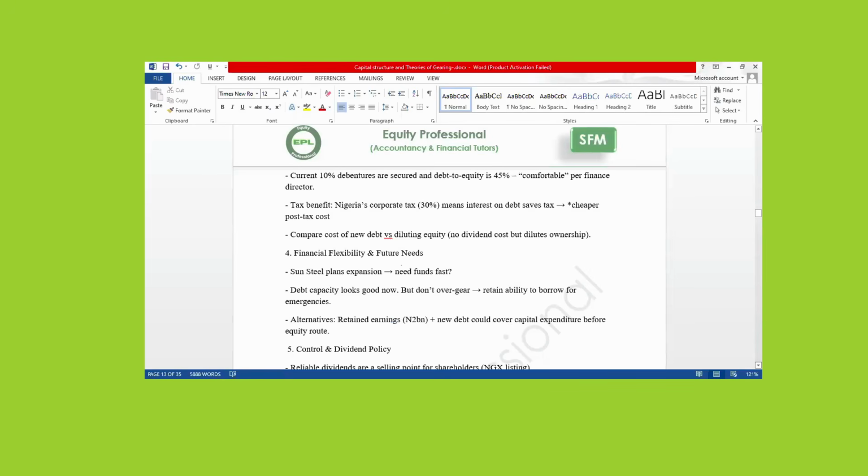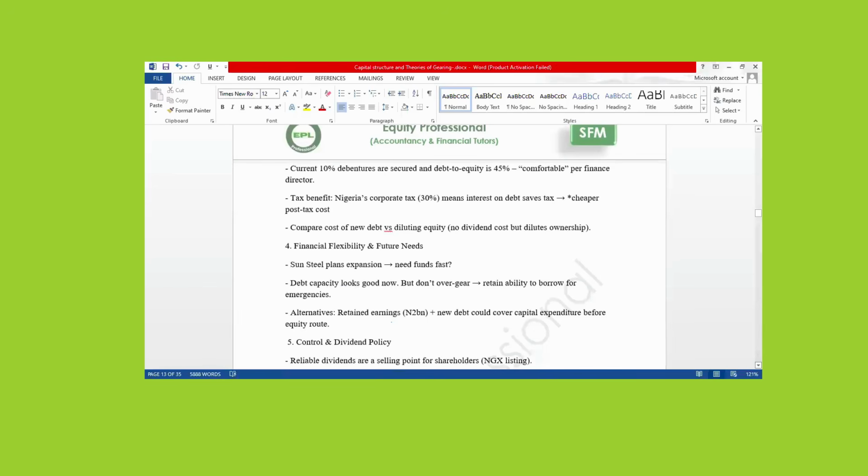As an alternative. Remember, you are the advisor. As an alternative, the company can use its retained earnings. Look at this. Look at the capital structure. The company has 2 billion retained earnings. As an alternative, the company can use its retained earnings to finance future expansion. It can use retained earnings first. Now, plus new debt.